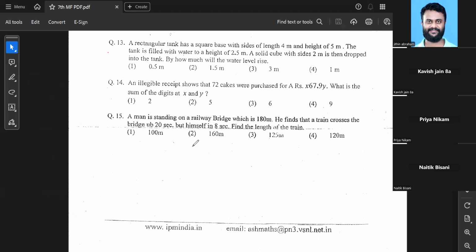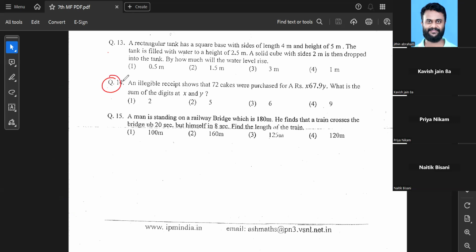I had the doubt, like you took the volume of the cube as 8, and then you took the area of the tank. Why not the area of the cube? Because the water level is not rising inside the cube, the water level is rising inside the tank. So wherever the water level is rising, that height you have to find. And whichever height you are going to find, that corresponding area you have to use. Okay. Yes, sir.